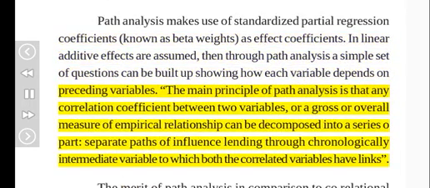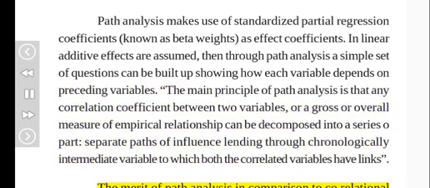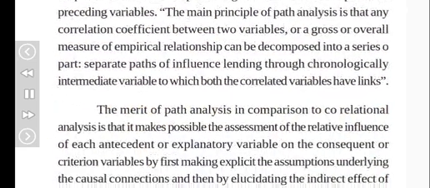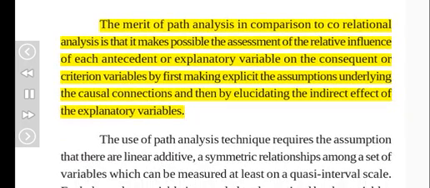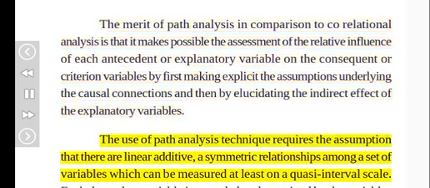The main analysis is that any correlation coefficient between two variables, or a gross or overall measure of empirical relationship, can be decomposed into a series of separate paths of influence leading through chronologically intermediate variables to which both the correlated variables have links. The merit of path analysis in comparison to correlational analysis is that it makes possible the assessment of the relative influence of each antecedent or explanatory variable on the consequent or criterion variables by first making explicit the assumptions underlying the causal connections and then by elucidating the indirect effect of the explanatory variables.